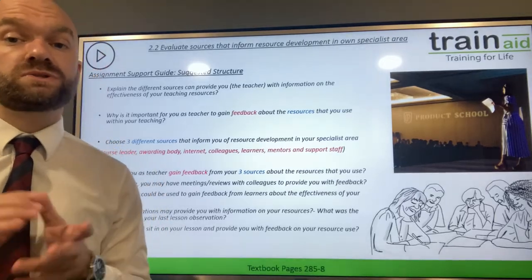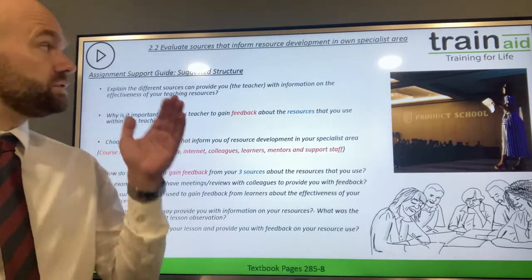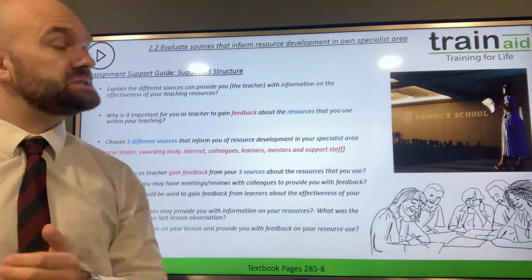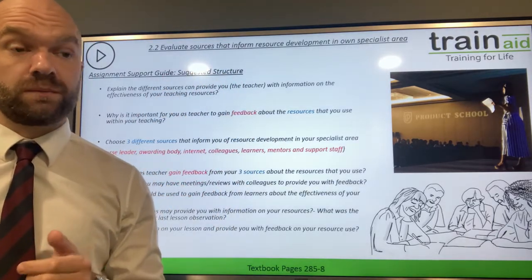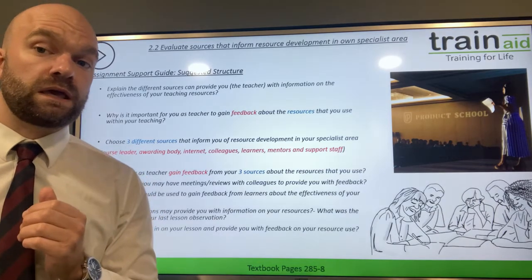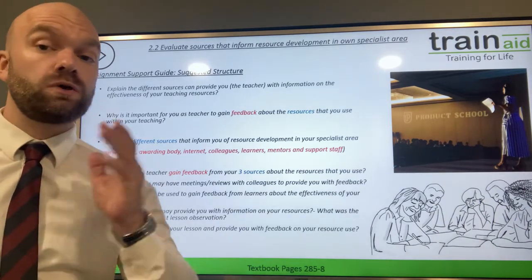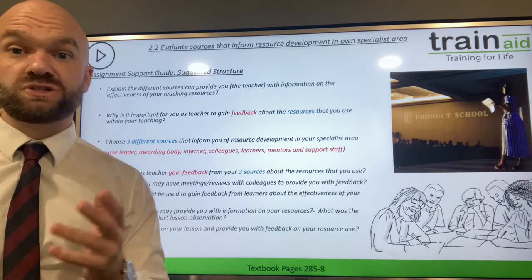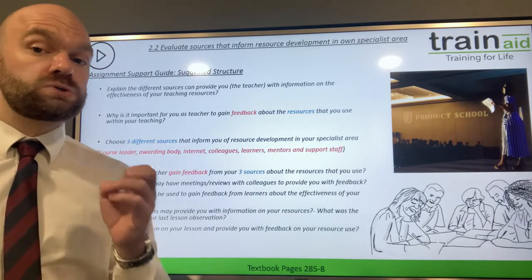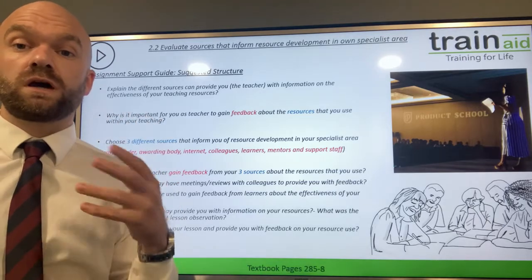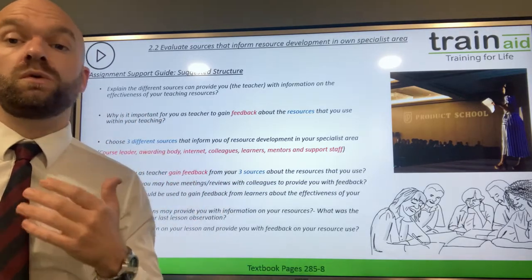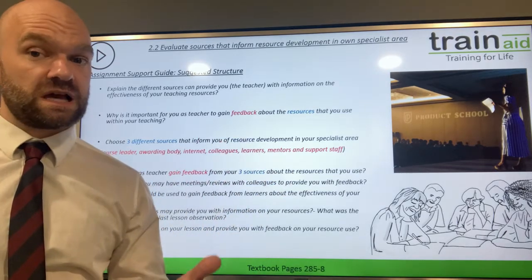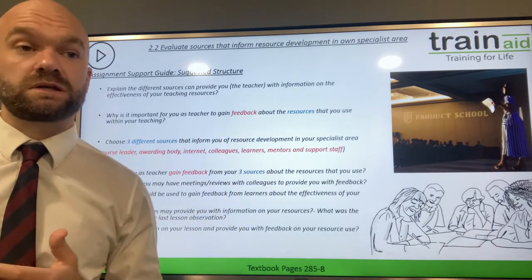For criteria 2.2, we are looking for you to evaluate sources that inform resource development in your own specialist area. So what we are looking for here is for you to reflect not only on the resources that you use within education and training, but we're also looking for you to describe the different ways in which you gain feedback on your resources and how they are used in the classroom.